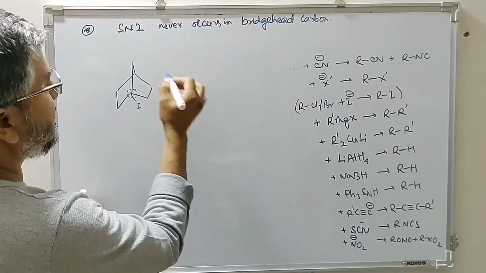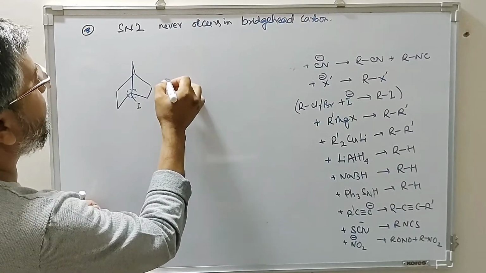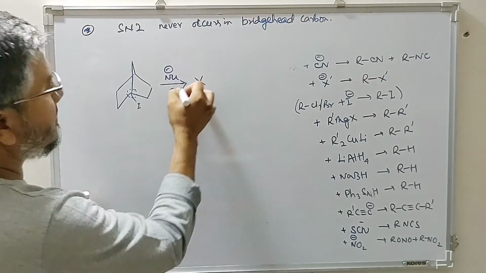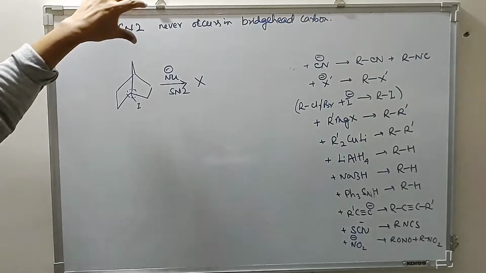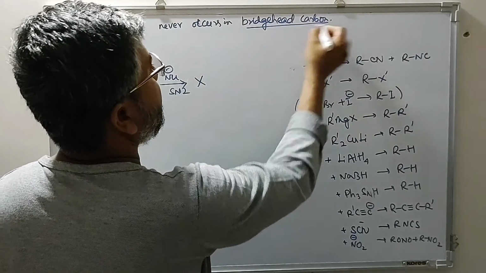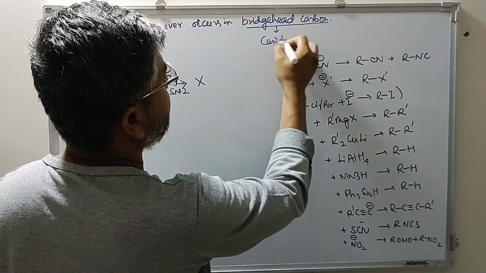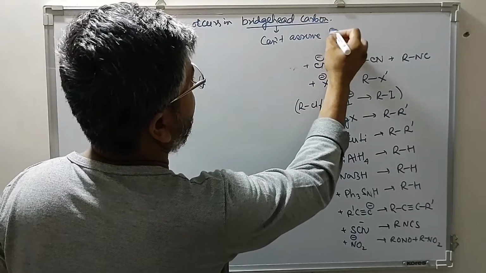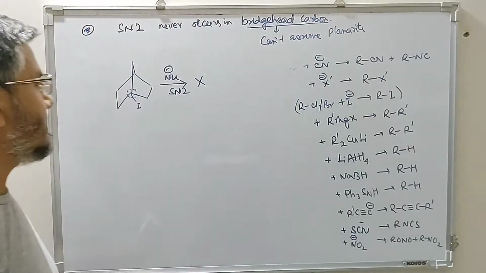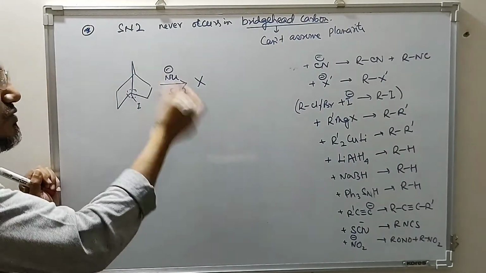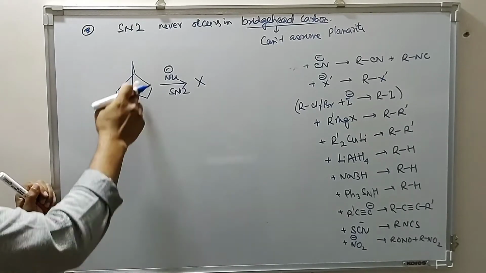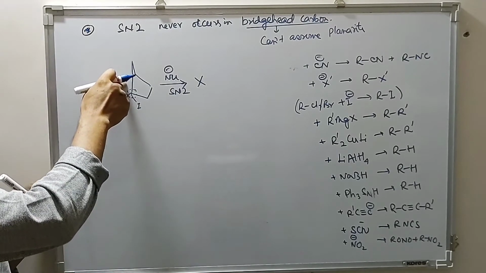As I told you earlier, bridgehead carbon cannot assume planarity. So if you look at this, react with this a very strong nucleophile, under SN2 reaction, no reaction takes place. So the reason is SN2 reaction never occurs in bridgehead carbon because these bridgehead carbon cannot assume planarity. Or look at this, since we have this bridgehead carbon, SN2 reaction again requires attack by nucleophile from the rear side.